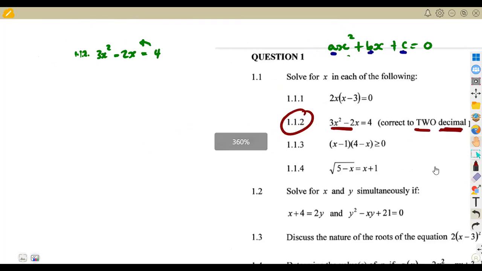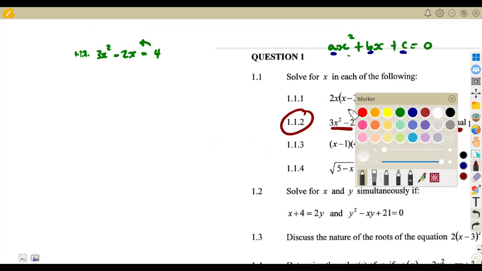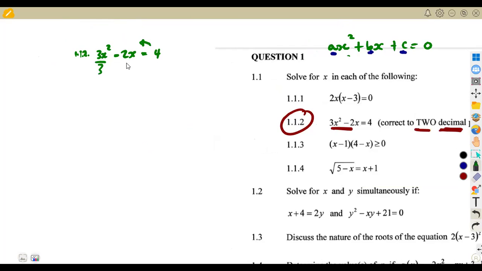What we simply need in this case is to make sure that the coefficient of x squared is 1. The number that is multiplying x squared is a 1. So how can we achieve that? We divide by that number that is affecting x squared, which is 3. Divide by 3 each and every term. So this is going to give us x squared, minus 2 over 3 x is equal to 4 over 3.